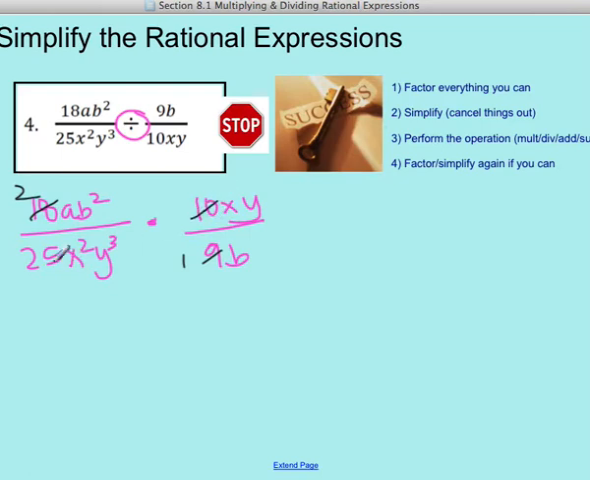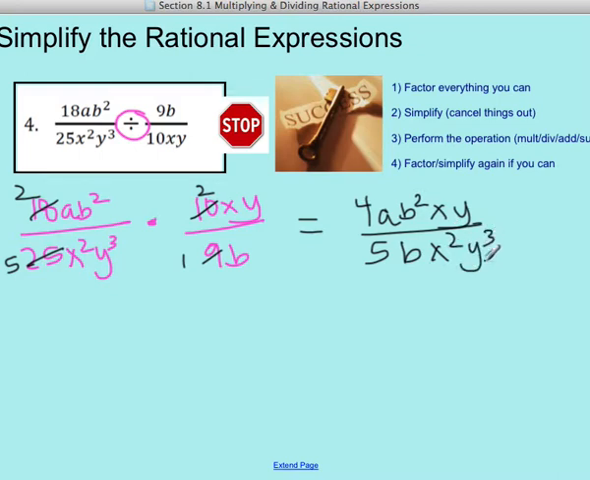10 and 25 are both divisible by 5. So 25 divided by 5 is 5. 10 divided by 5 is 2. I go ahead and multiply across. I have 2 times 2, which gives me 4. Then I have a b squared xy all over 5 times 1 is 5. And then there's no a, so I'd have b x squared y to the third.